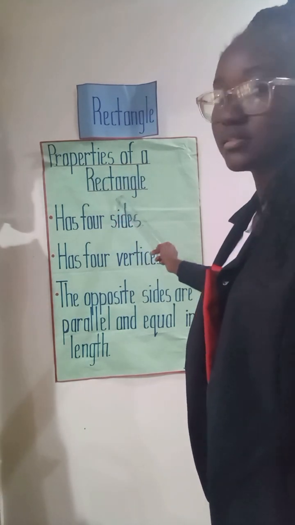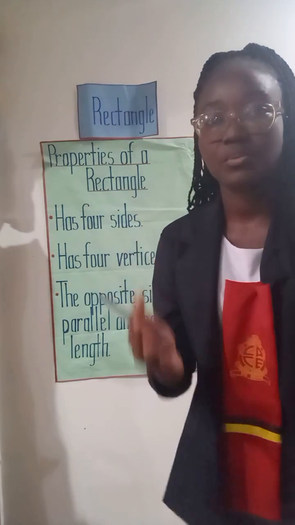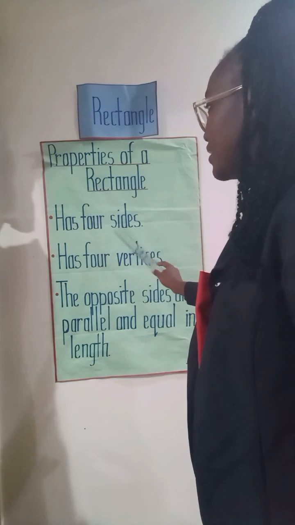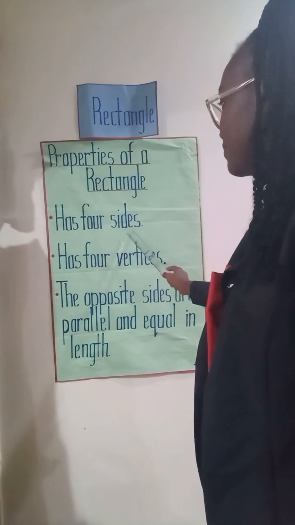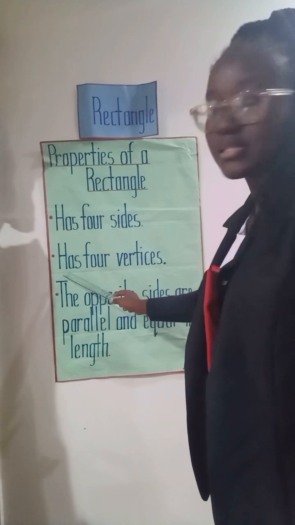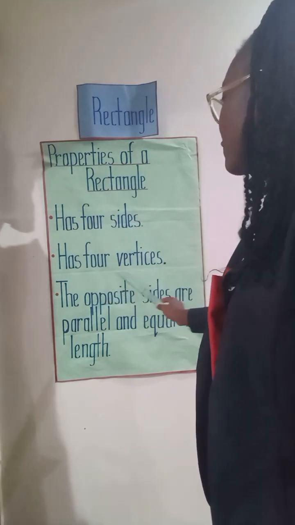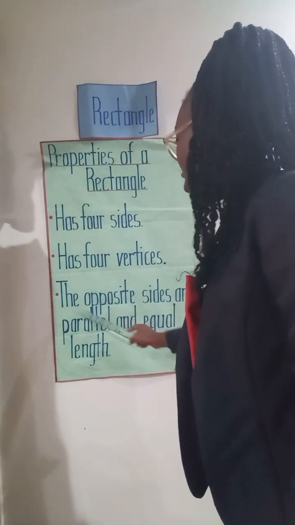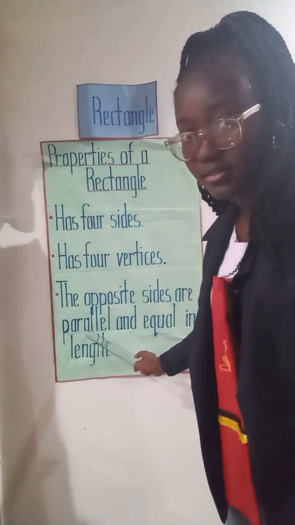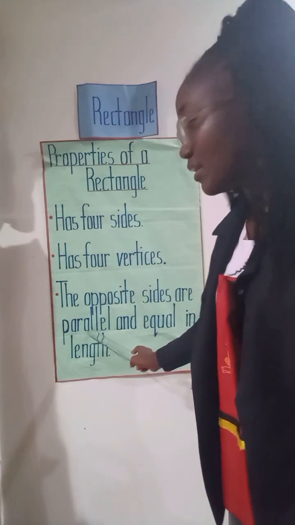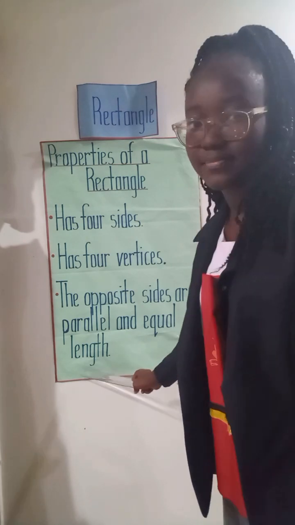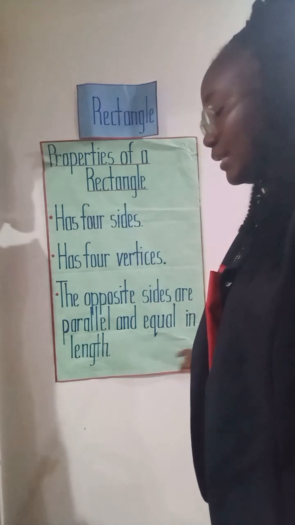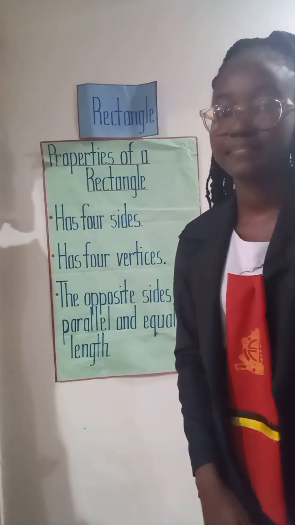Properties of a rectangle. I'm going to read first and then you are going to read. The first one says has four sides. Then it goes on to say a rectangle has four vertices. The opposite sides are parallel, which we were just discussing, and equal in length. Now you read.